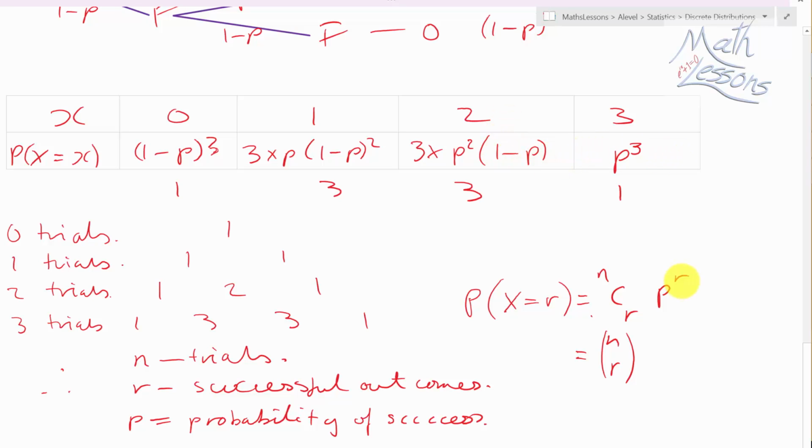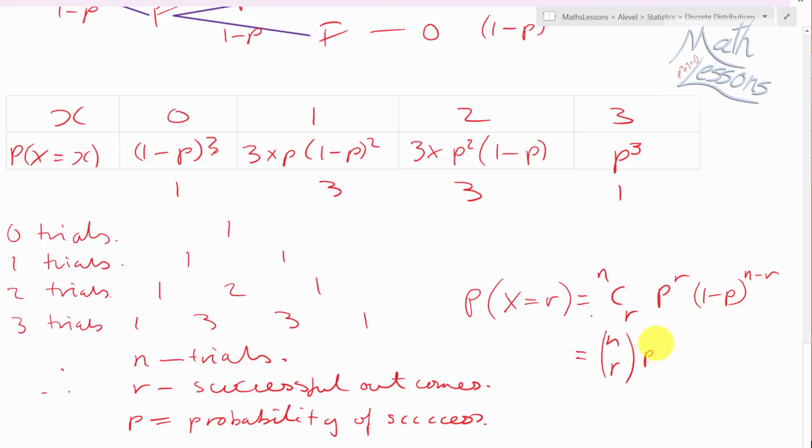So we take the r away from n. So 0 away from 3 gives me 3. 1 away from 3 gives me 2. 2 away from 3 gives me 1. And 3 away from 3 gives me none. And we make that the power for our probability of failure.